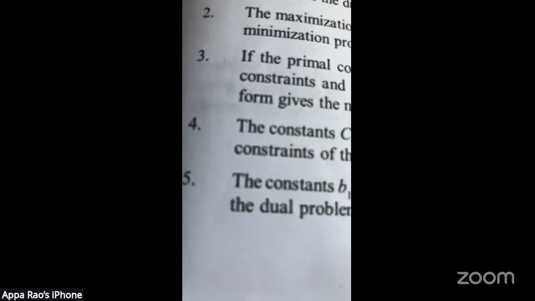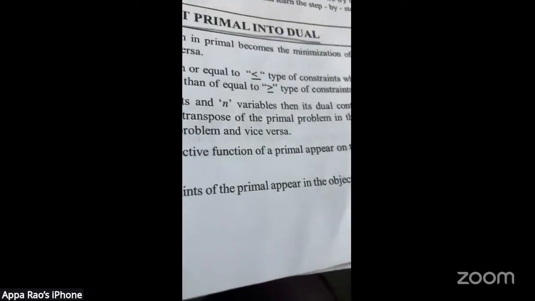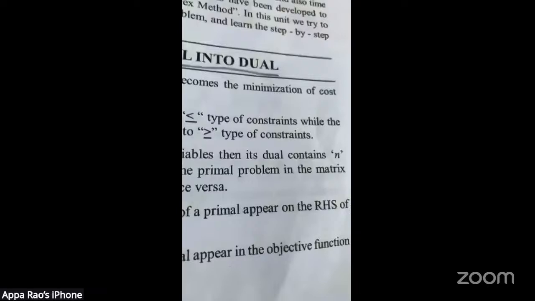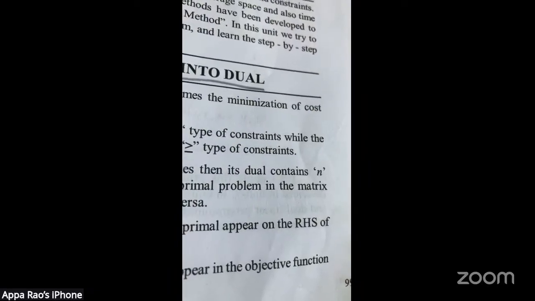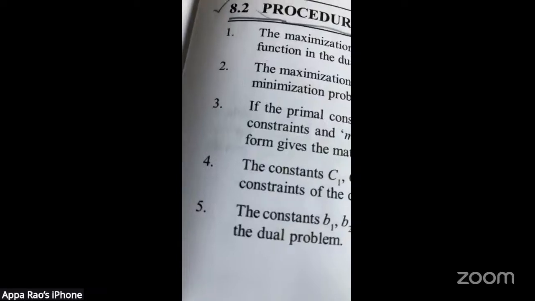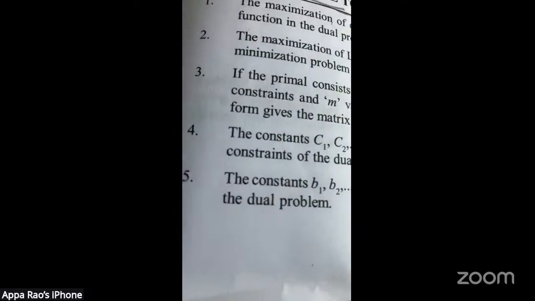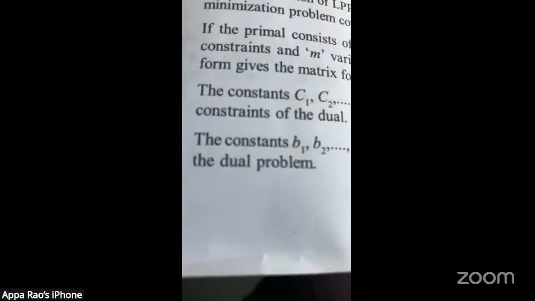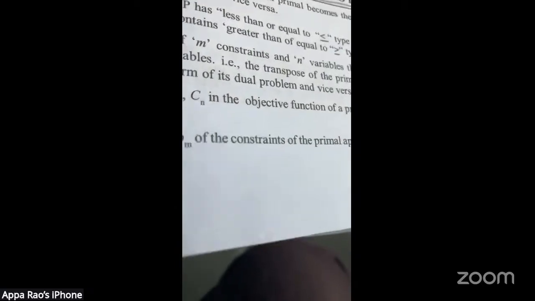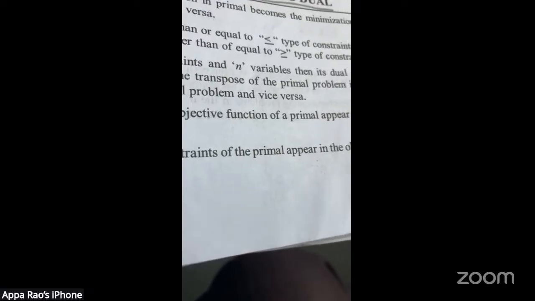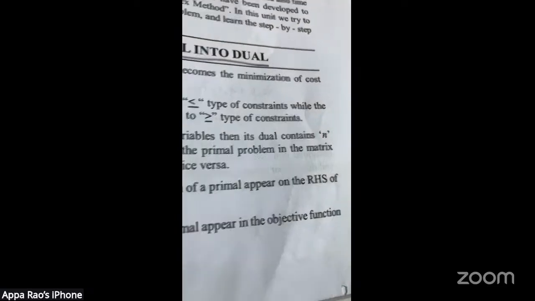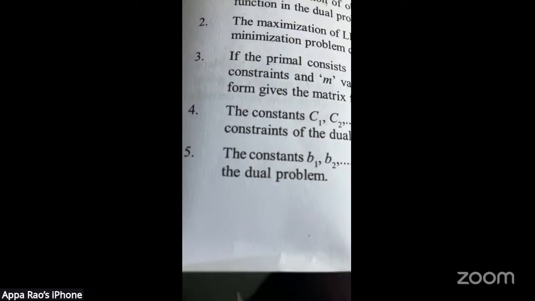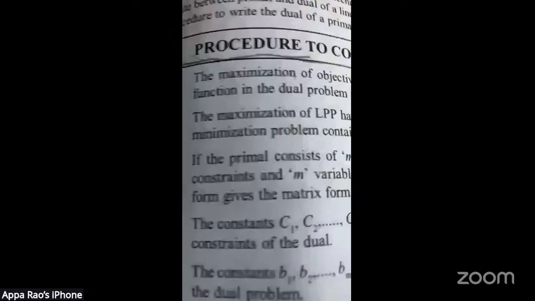Fourth one, the constants c1, c2, etc., cn in the objective function of the primal appear on the RHS of the constraints of the dual. The constants b1, b2, etc., bm of the constraints of the primal appear in the objective function of the dual problem. So five points we discussed.